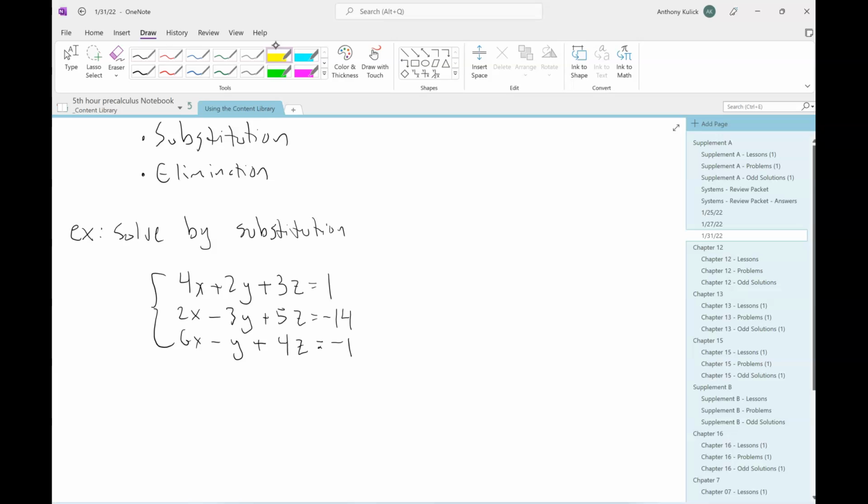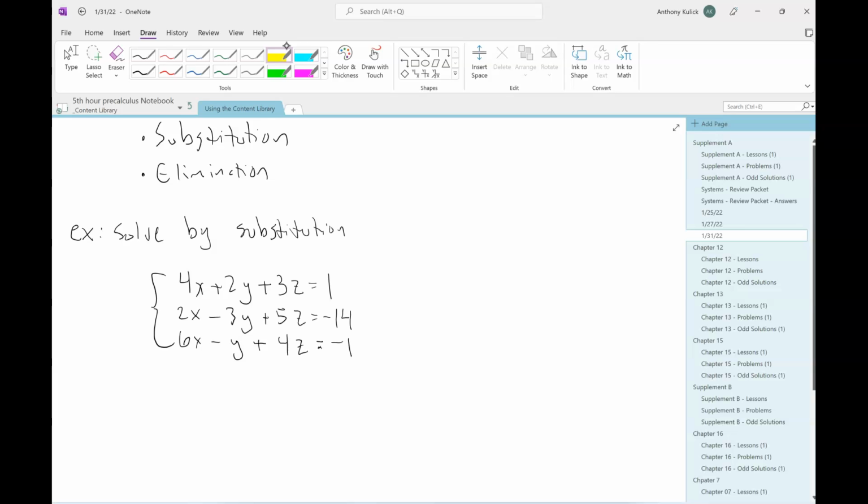Okay, so let's say we have the system 4x plus 2y plus 3z equals 1, 2x minus 3y plus 5z equals negative 14, and 6x minus y plus 4z equals negative 1. So if we're doing substitution, which is what we're saying we're going to do in this example, the first thing that I'd want to do is decide which equation, and then which variable in that equation, I want to get by itself.